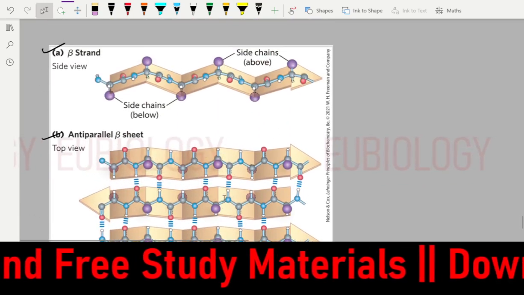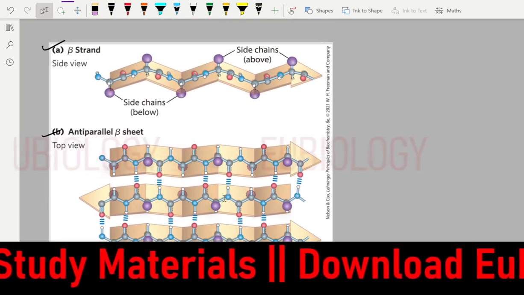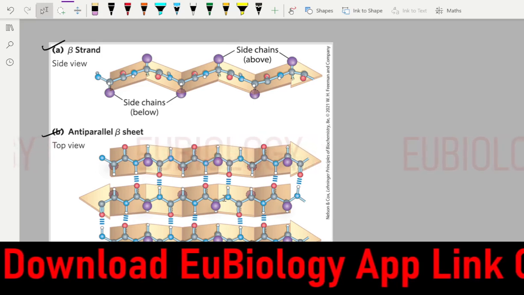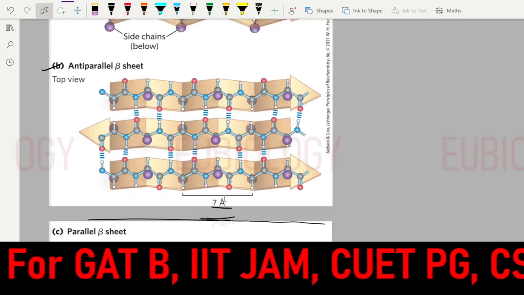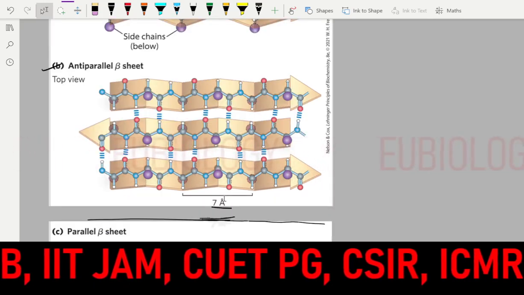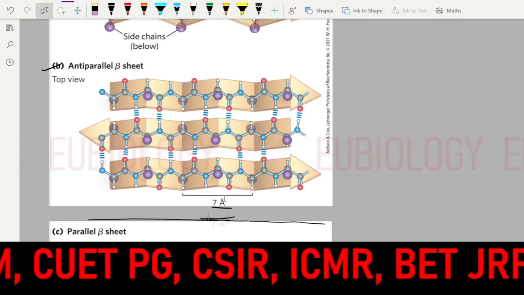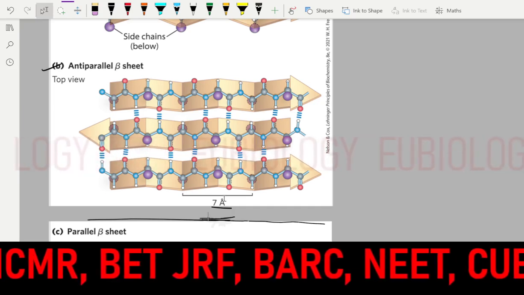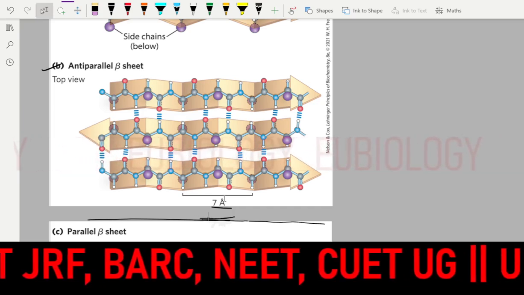So this is all about the beta strand, and where you will find it: you can find it in silk, hemoglobin and myoglobin. You will find these beta sheets there.